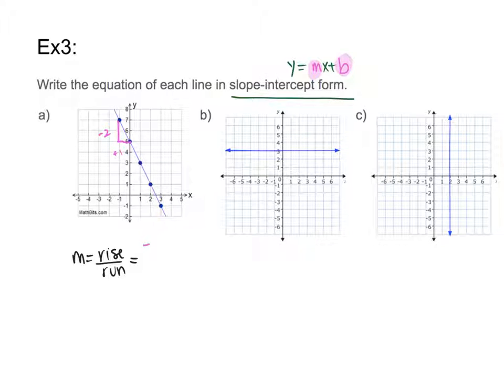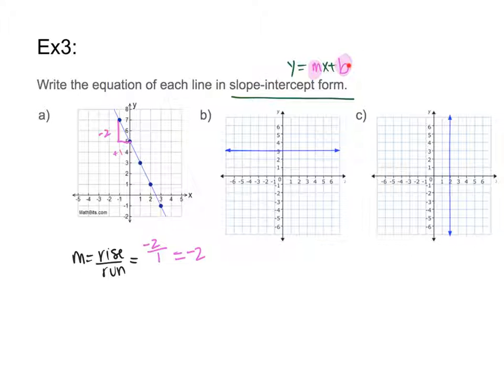So if this goes down 2 over 1, and it looks like it does it every time, down 2 over 1, down 2 over 1. If I were to write this as a slope, it looks like I have negative 2 over 1, which is just negative 2. And so I already have the slope here, which I can plug into this equation.